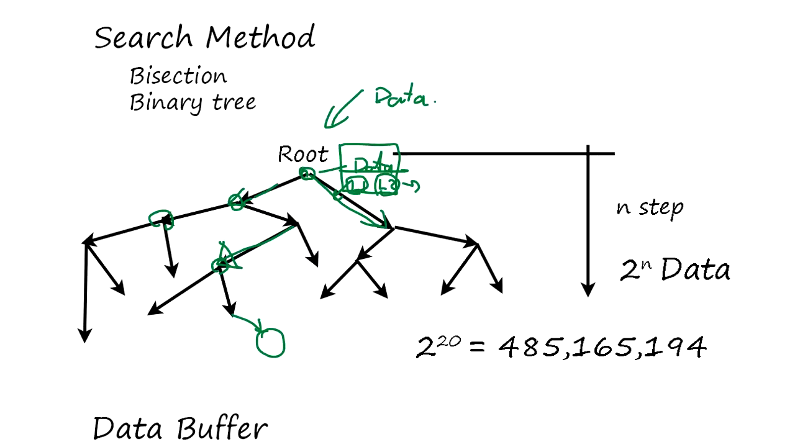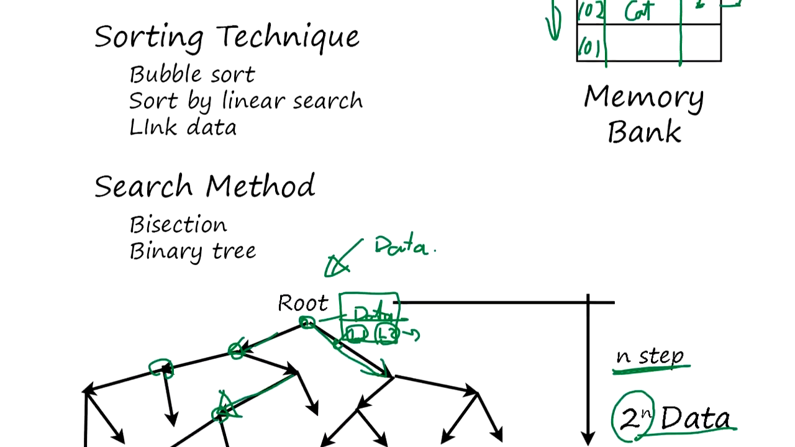Now this one is like bisection search. You need only n steps of search for 2 to the n data. For example, 2 to the 20 is about 485 million data, sorry, about a million data. So you need only 20 steps for the search, which is no big deal for the computer. And that's why computer search is very fast. They grow the binary tree to store the data and organize it. It's called data management.